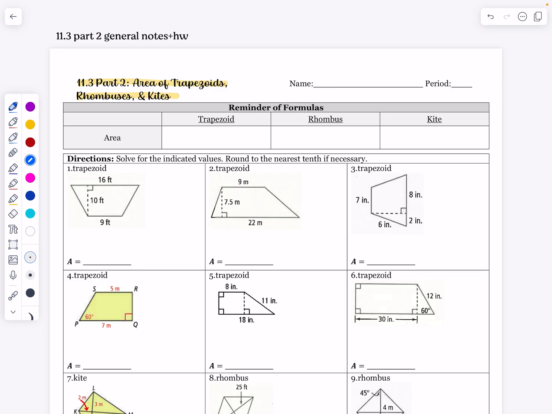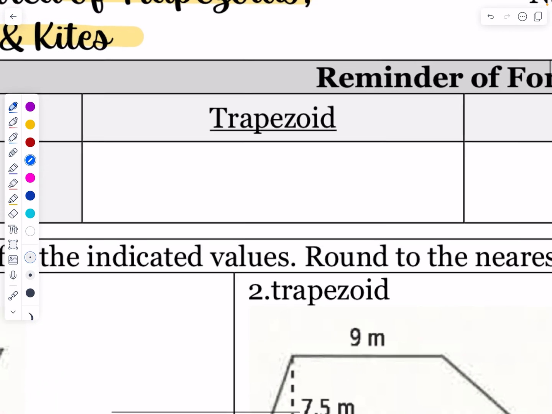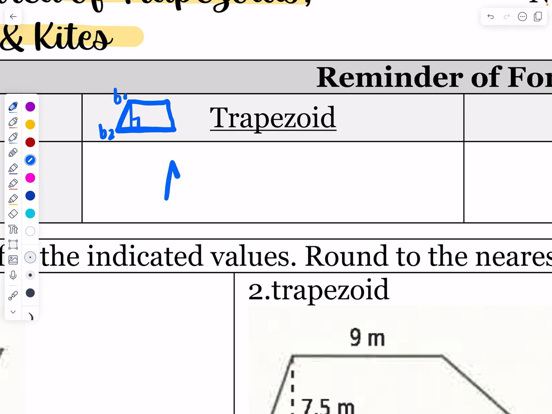The area of a trapezoid formula is very similar to the area of a triangle, except that for a trapezoid, instead of just having one base, you're going to have two bases. So we've got base 1, base 2, and a height between those two bases. Instead of base times height divided by 2, like for a triangle, it is going to be your base 1 plus your base 2, times your height, divided by 2. So you add your bases together, multiply by your height, and divide by 2 to give you the area of that trapezoid.